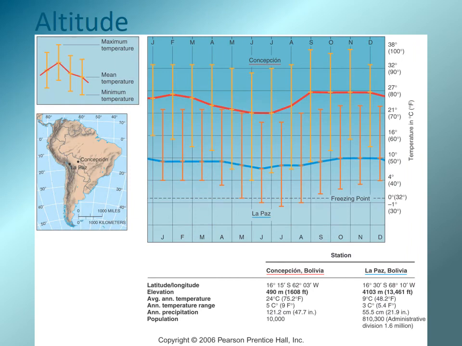Altitude is a pretty easy temperature control that we can think of. First of all, we have two cities here, Concepcion and La Paz. They're both in Bolivia. They both have very similar latitudes, 16 degrees south. However, the elevation of Concepcion is about 1,600 feet above sea level, while La Paz is over 13,000 feet above sea level. So which one's colder? La Paz. Because of its high altitude or elevation, it has consistently colder temperatures than Concepcion.